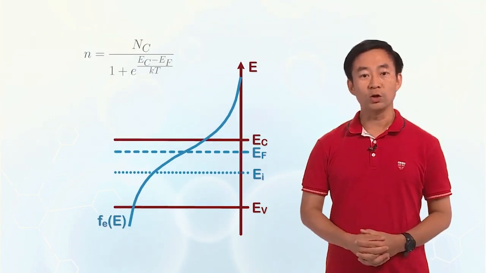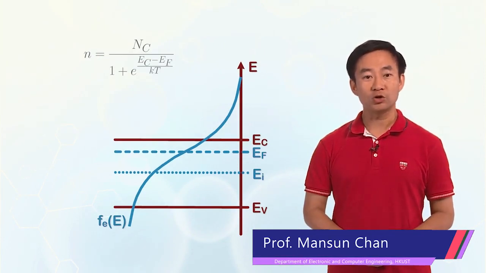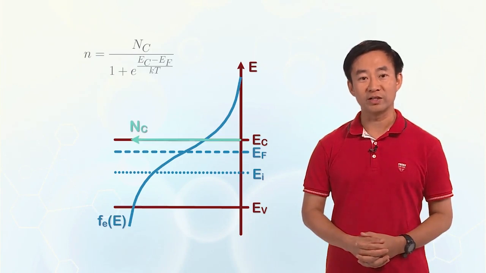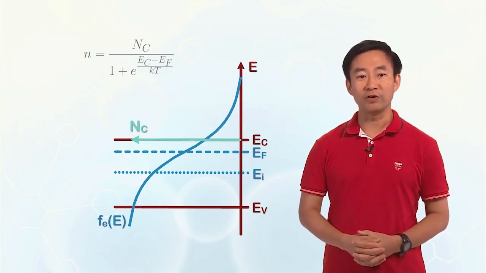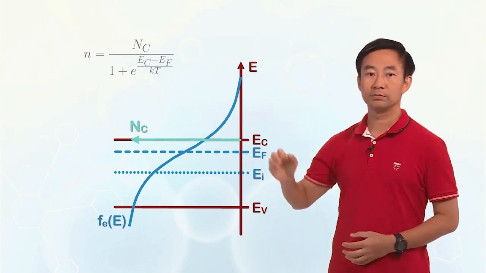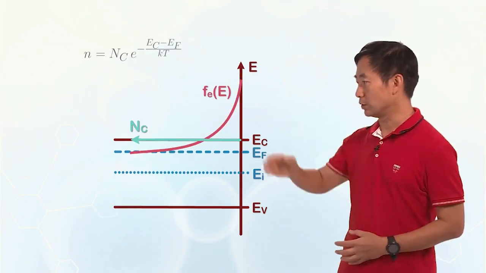Let's try to find out the location of the Fermi level. Remember that the number of electrons in the conduction band is just equal to the equivalent density of states at EC multiplied by the probability of the states being filled. The expression is given here. Or after the Boltzmann approximations, it becomes this one.